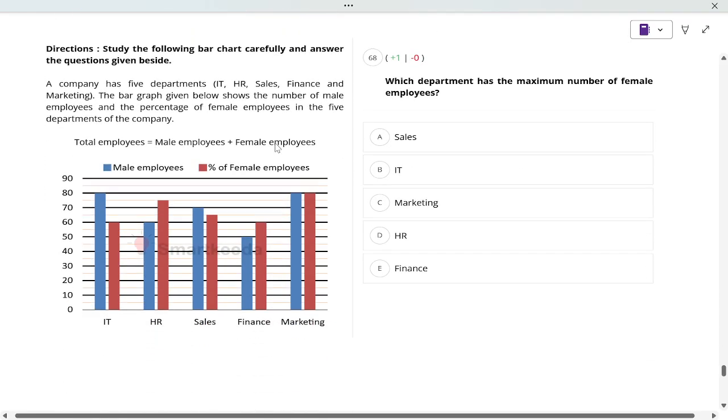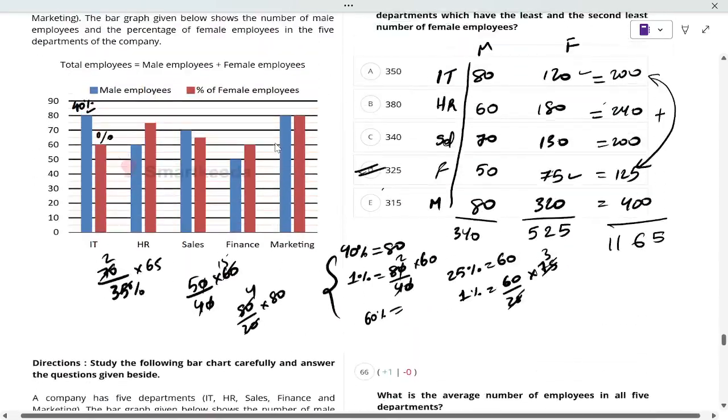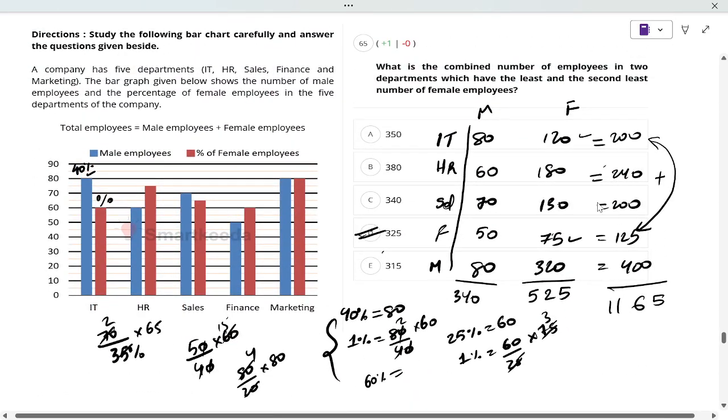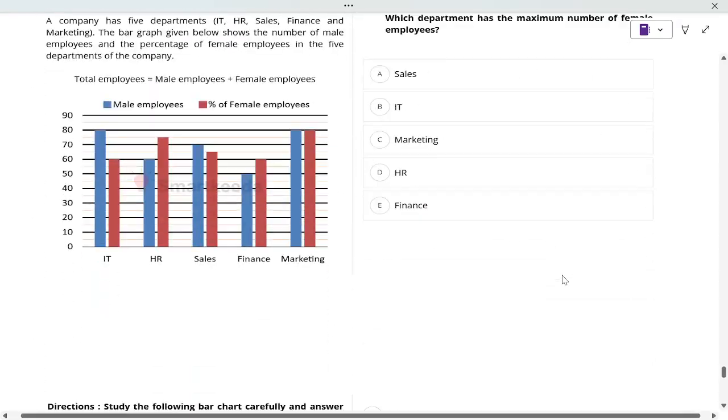Which department has the maximum number of female employees? Very simple. Check from the table. Maximum has marketing or no? 320. So marketing is the answer. Marketing will be the answer.